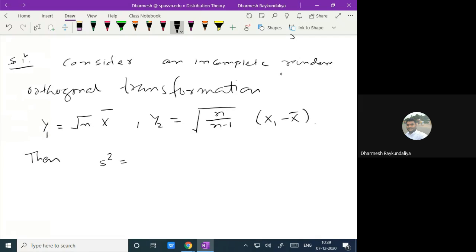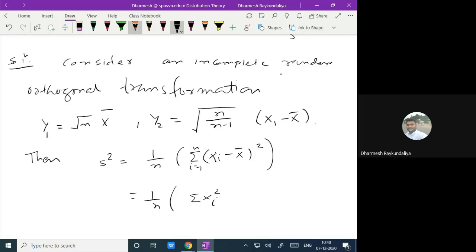Then s square is nothing but, what is that? It is 1 upon n summation of xi minus x bar whole square, i running from 1 to n. This can be written as 1 upon n summation xi square.